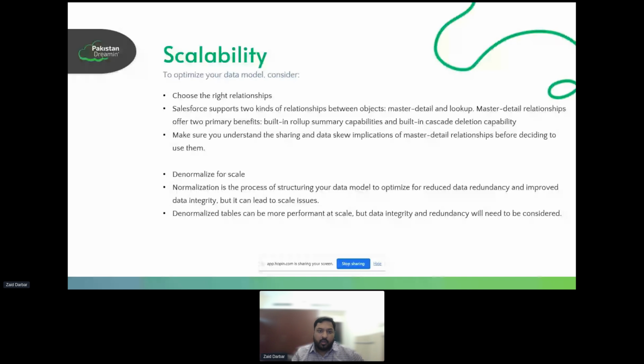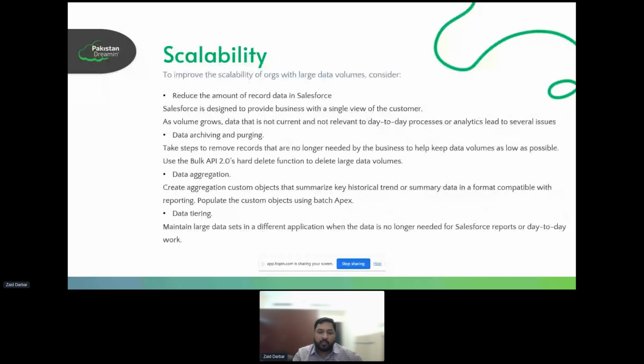Distribute the child records. Don't create data skew by having a single parent have 10,000 records. Don't create that. It will mess up your data. Make sure that the ownership of records is also distributed. There shouldn't be one user who is the owner of 1 million records or something like that. And don't change user roles or profiles or sharing frequently, because the system will have to do recalculations. So we need to avoid all of these.